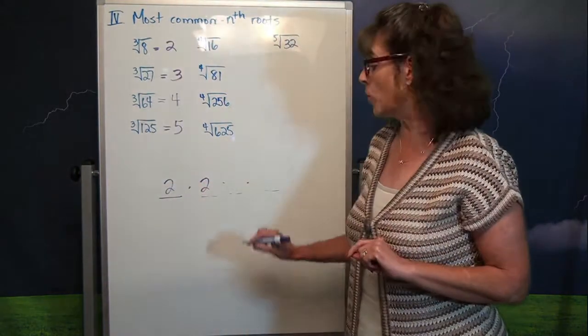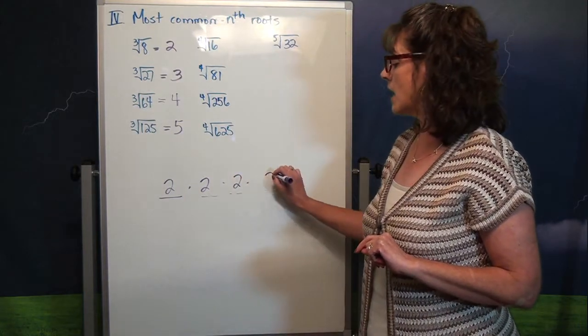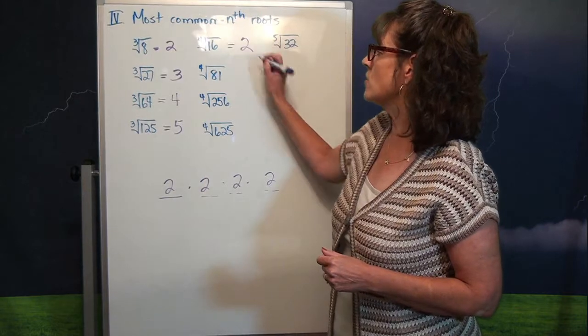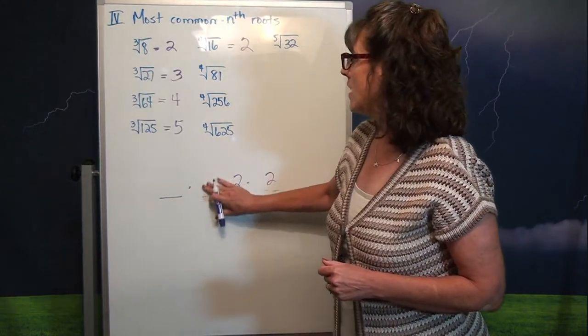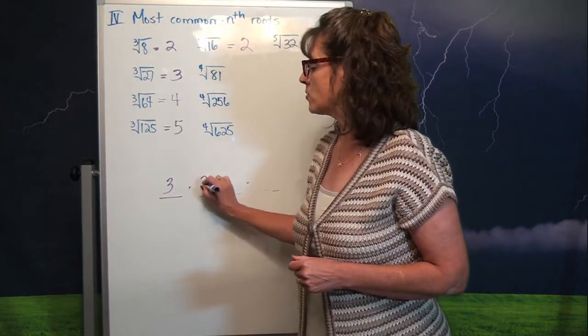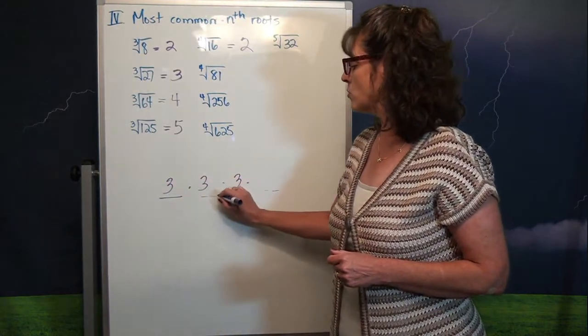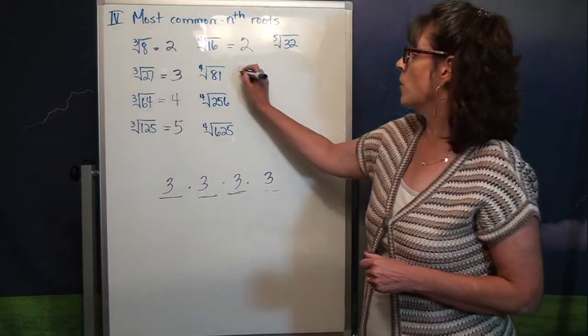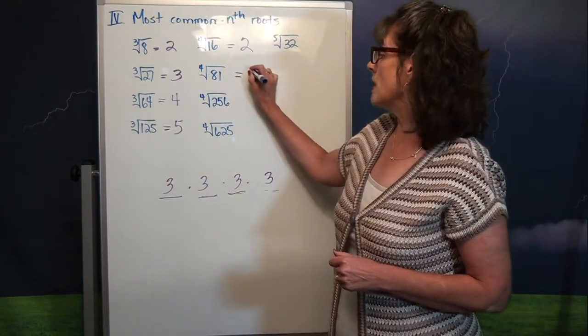2 times 2 is 4. 4 times 2 is 8. 8 times 2, yep, it's 16. So the fourth root of 16 is 2. Now let's try that fourth root of 81. Give 3 a shot. 3 times 3 is 9. 9 times 3 is 27. And 27 times 3, yep, it's 81. So the fourth root of 81 is a 3.